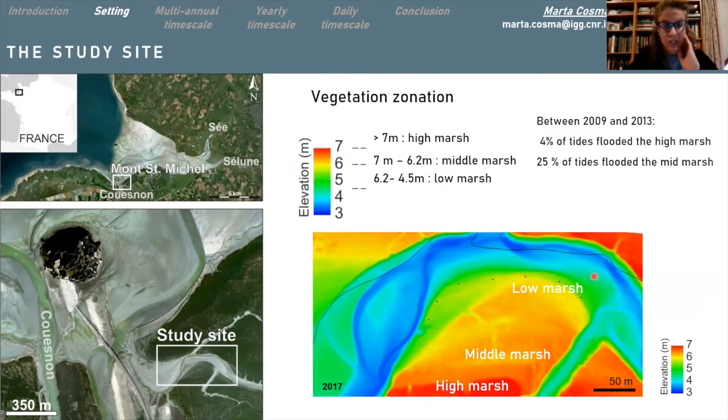So just to give you an idea of the system, you can see here that between 2009 and 2013, only 4% of the tides reaching the study area flooded the high marsh, and these are called overmarsh tides, whereas the middle marsh was flooded by only 25% of the tides, and of course the channel Talweg is flooded by more than 70% of the tides.